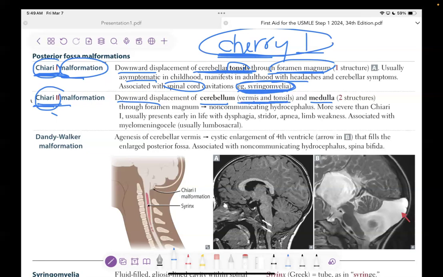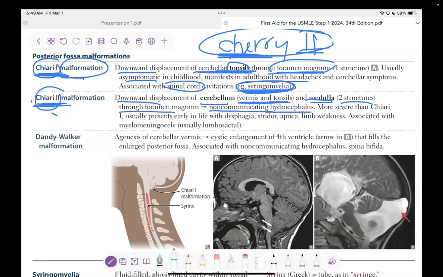So whenever we say Chiari-2 malformation, we mean that two organs are coming down from foramen magnum, cerebellum and medulla, which both of them should be up. So these are two structures. They are coming down through foramen magnum, and they are causing non-communicating hydrocephalus.